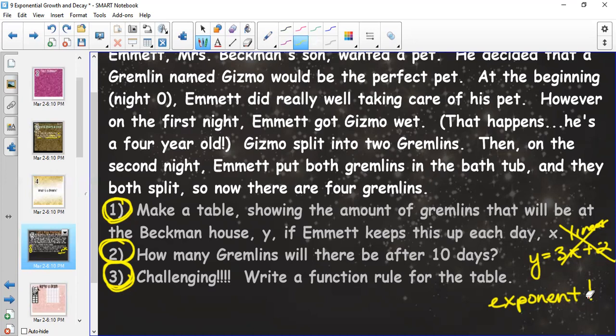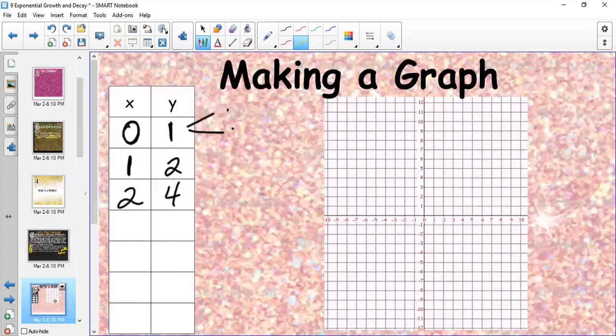All right, so go ahead and pause the screen now and see if you can continue to fill out that table. Find out how many gremlins there will be if my son keeps doing this after 10 days. And then see if you can write the function. All right, go ahead and pause now.